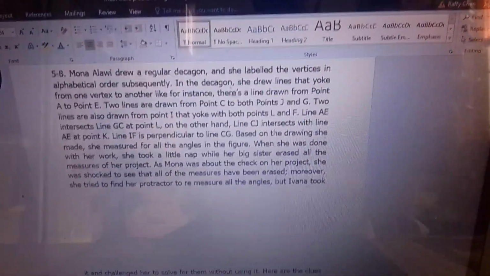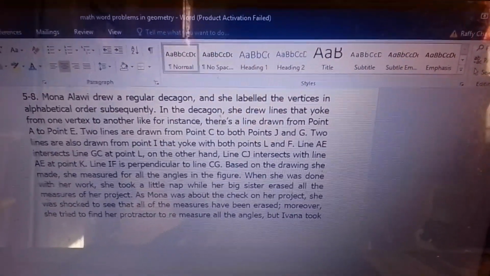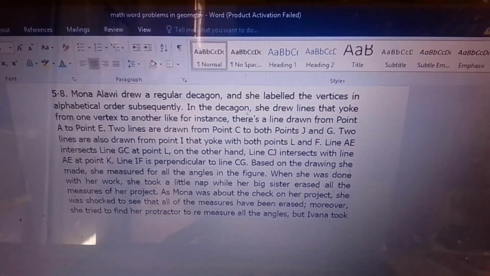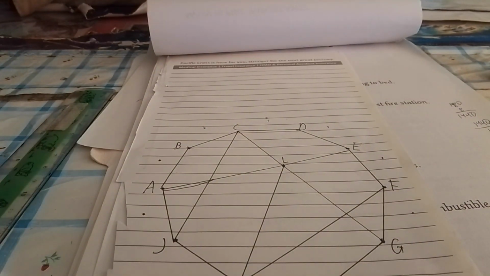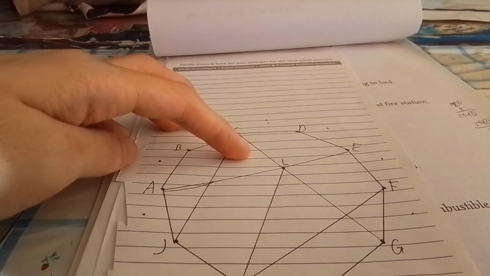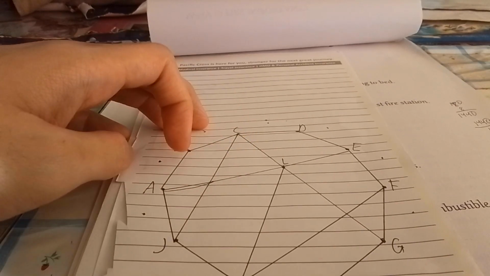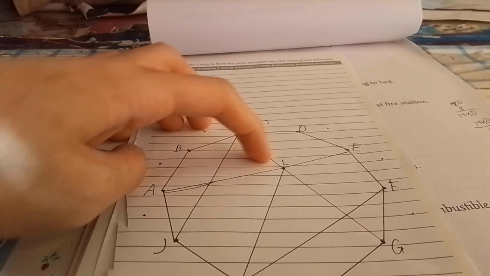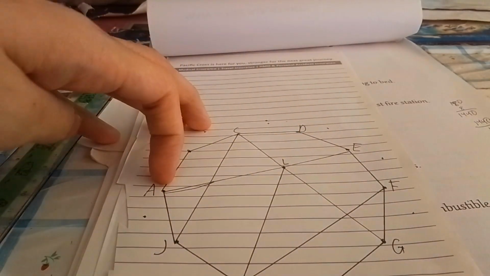So what's the next instruction? On the other hand, it says here, line CJ intersects with line AE at point K. So remember the instruction. Where's line CJ? Line CJ is right here, di ba? And it intersects line AE at point K. So this is CJ and this is AE.